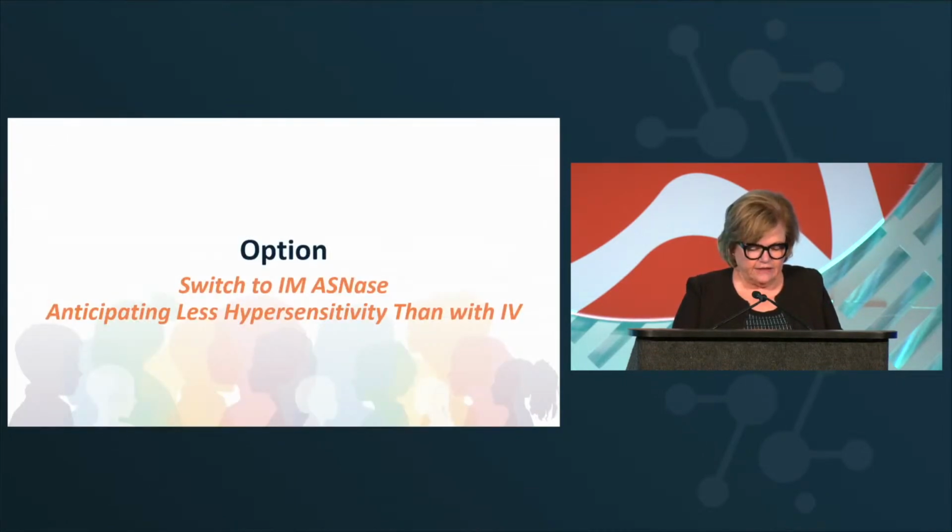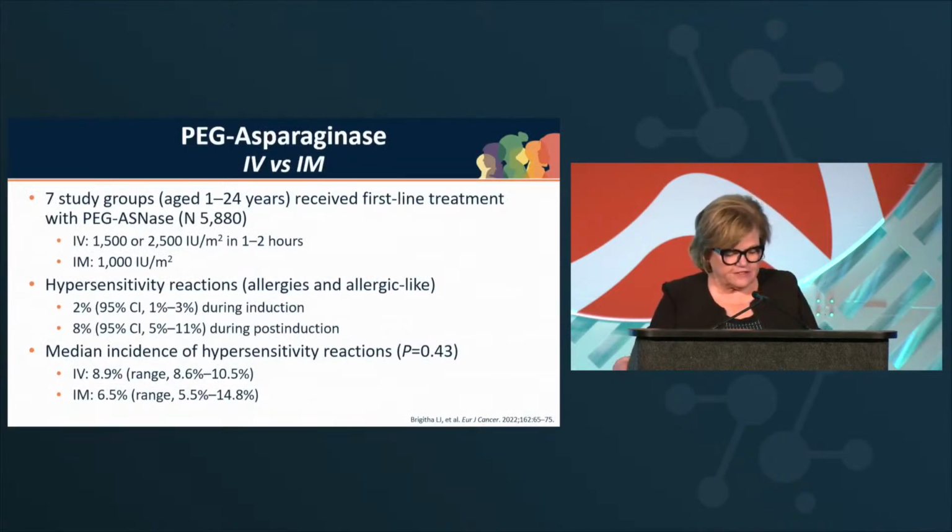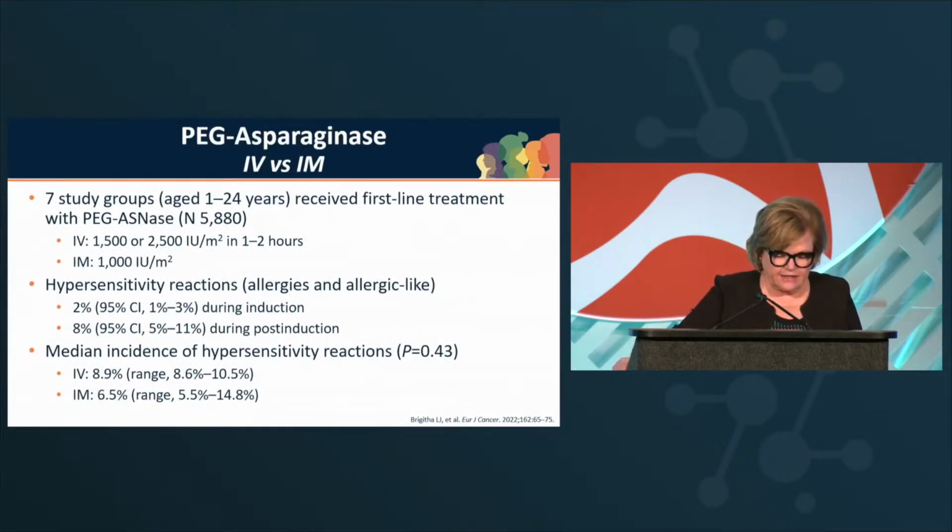So, switching to IM: is it less hypersensitive than IV PEG? What they looked at was 7 study groups that received first-line treatment with PEG, either IV or IM, and hypersensitivity reactions were 2% during induction and 8% during post-induction. So a medium incidence of hypersensitivity reactions. There was really no difference between the IV or the IM administration. So giving the PEG IM versus IV is not going to decrease your risk of hypersensitivity.